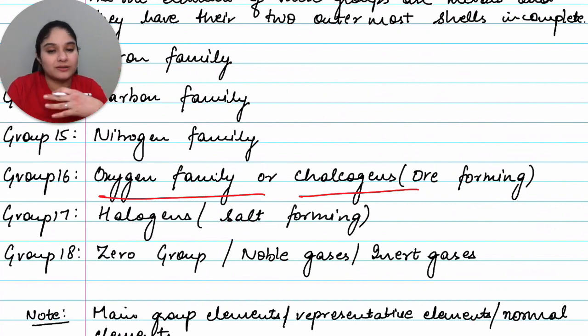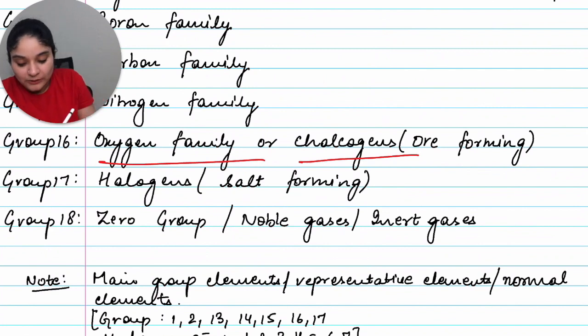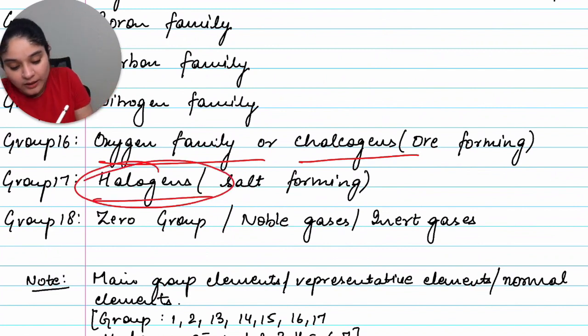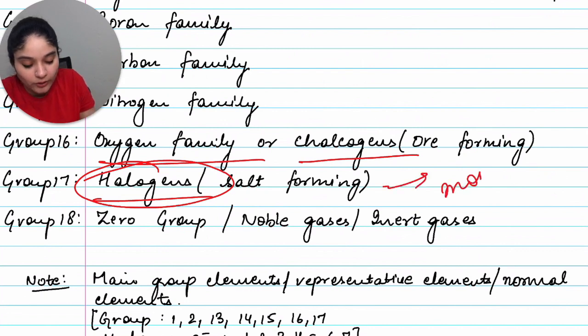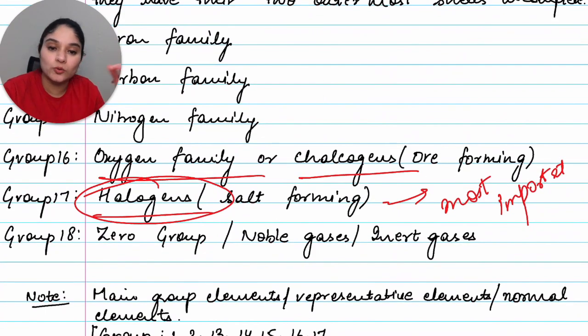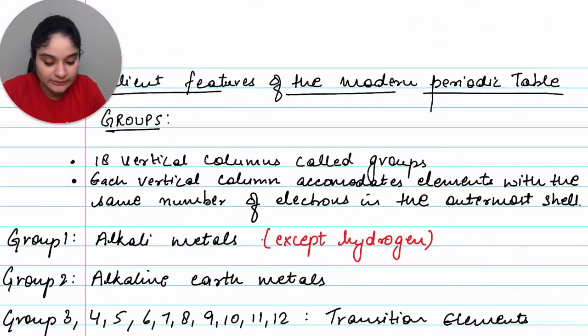So it doesn't depend how you pronounce it. You should be able to write it correctly. So that's your chalcogens family. Then you have halogens. Halogen means salt forming. This I always consider the most important group to understand because they ask a lot of questions from these. And then the last is the zero group or noble gases, also known as inert gases.